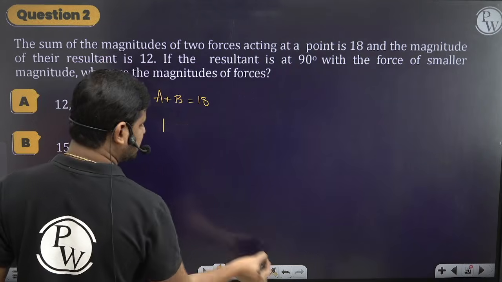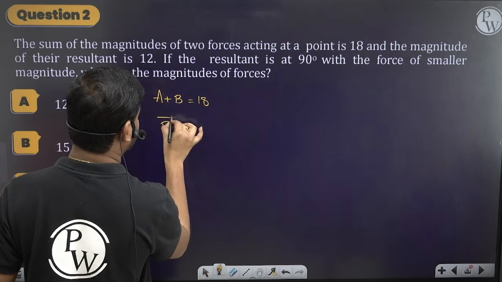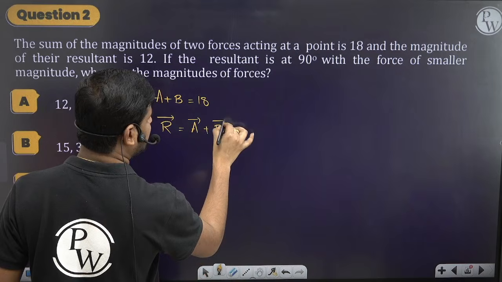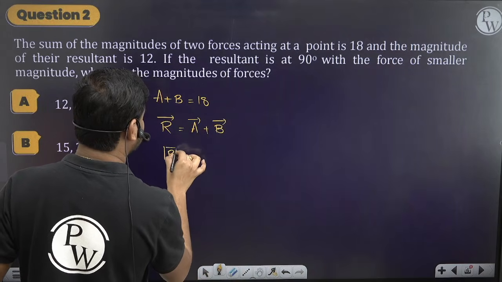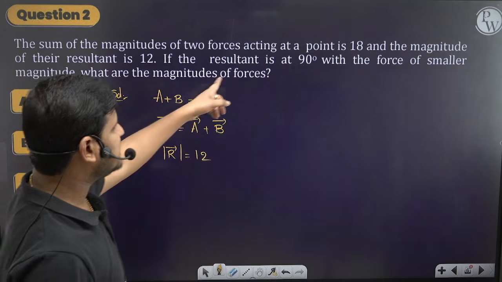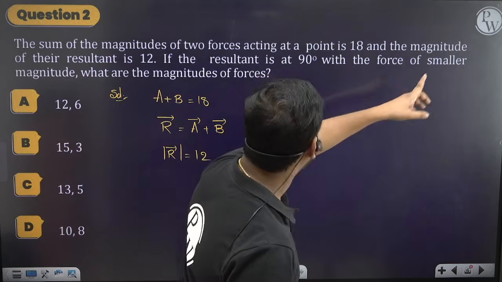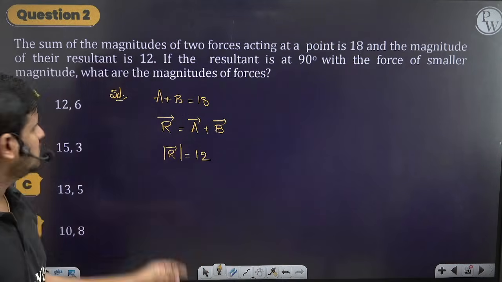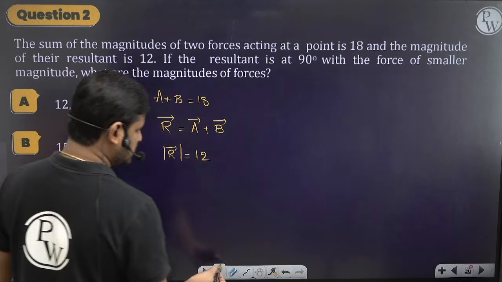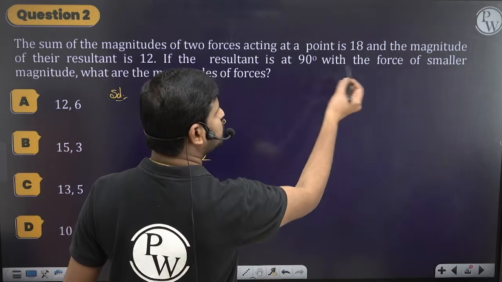The resultant is nothing but the resultant of vectors A and B, so you can write vector A plus vector B, and their magnitude is given, which is 12. Now, if the resultant is 90 degrees with the force of the smaller magnitude, what are the magnitudes of the forces? Understand the question properly. The resultant is perpendicular to the smaller force.